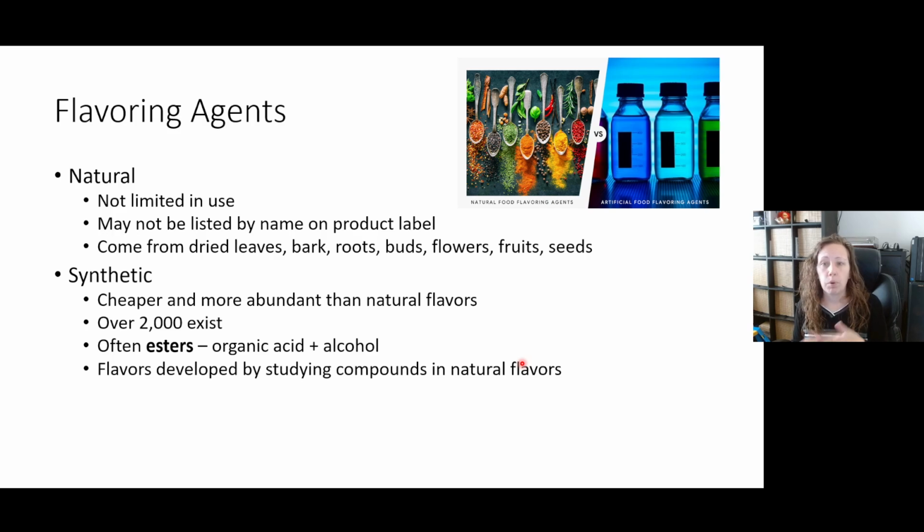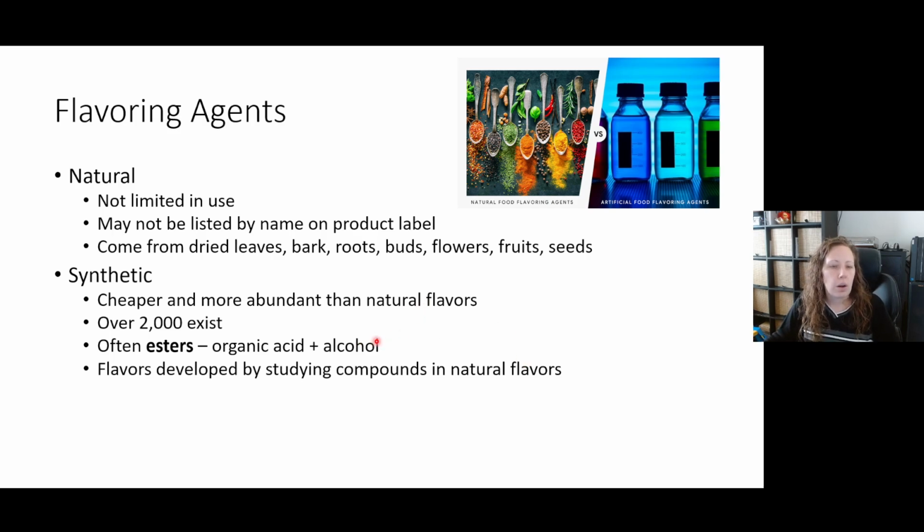Now, the problem with this is that natural foods, fruits, vegetables, whatever, their flavors are a combination of compounds. There's not usually just one compound that is producing that flavor. And so almost always these synthetic flavors fall short. Not always, but quite often they fall short, and it doesn't taste exactly like a strawberry. And that's because a strawberry has multiple compounds that all work together to give that strawberry that flavor.